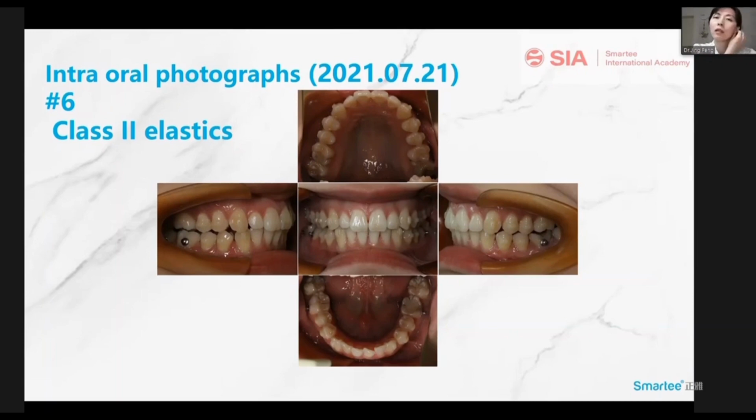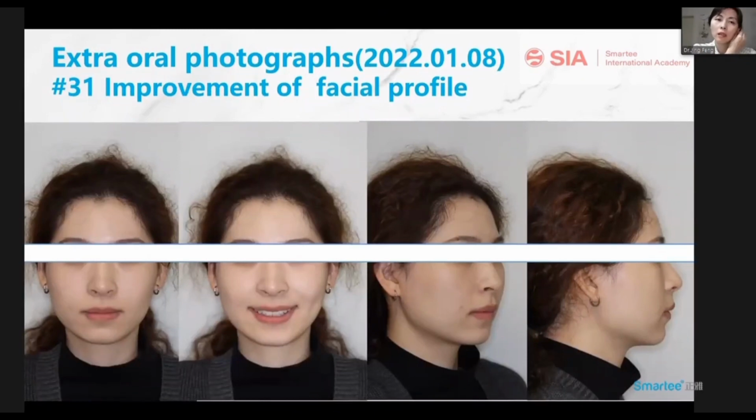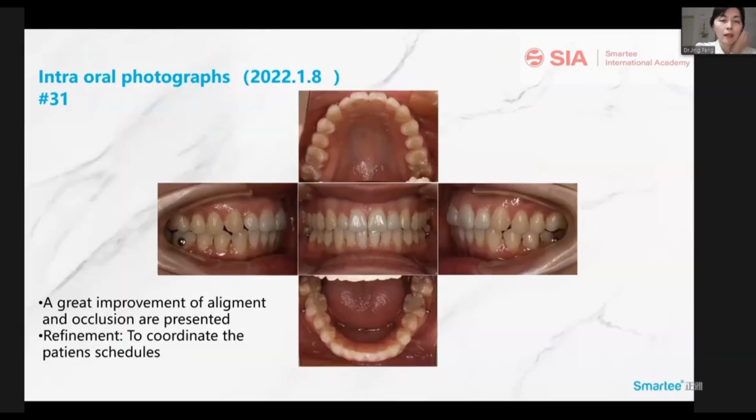Okay. Improvement of facial profile, and we're near the end of the treatment. At this time, we spent 18 months to achieve this result. I think it's fast. And at that time, the patient moved to another city to work. So we have to do some refinement, coordinating the patient's schedule, to do the detailing.